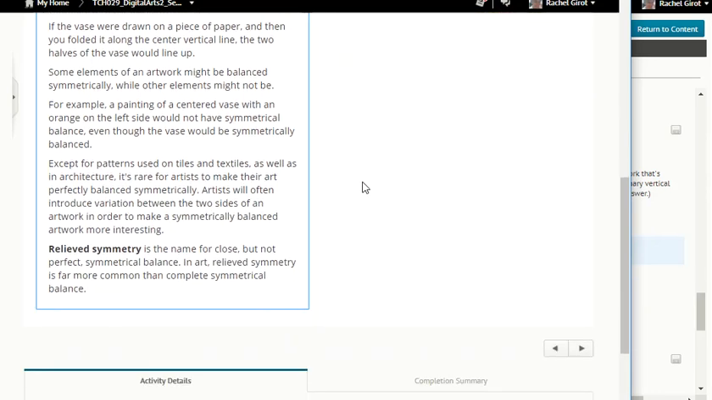Some elements of an artwork might be balanced symmetrically while other elements might not be. For example, a painting of a centered vase with an orange on the left side would not have symmetrical balance, even though the vase would be symmetrically balanced.